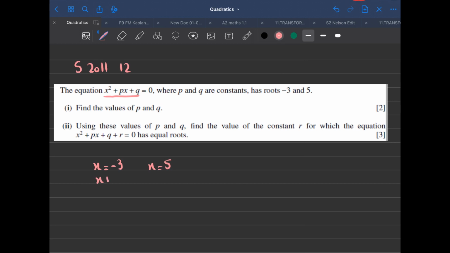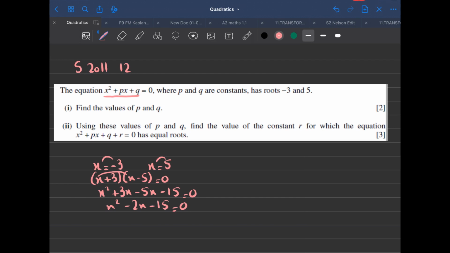One method is x plus 3 and x minus 5. You bring this here, you bring this here, equal to 0. You get this? Now, let's multiply. x into x is x squared plus 3x minus 5x minus 15 is equal to 0. So I'm going to get x squared minus 2x minus 15.